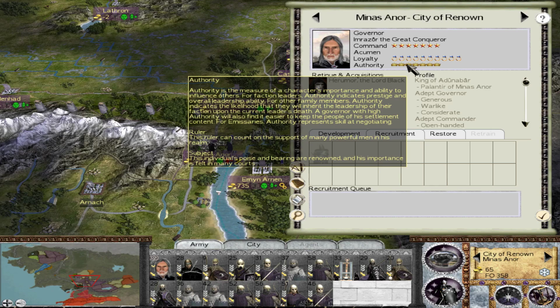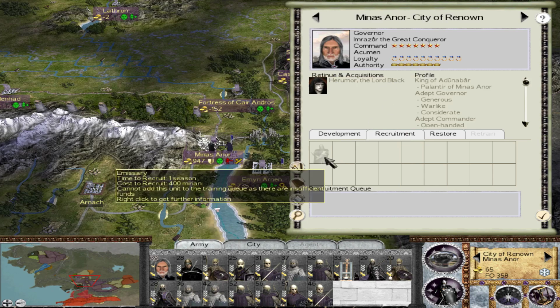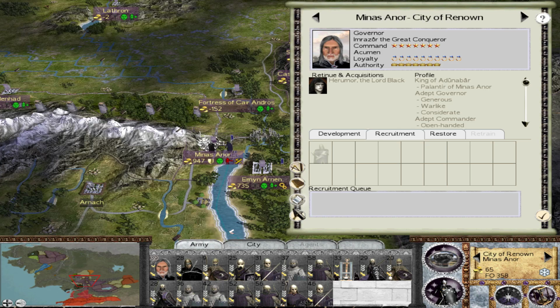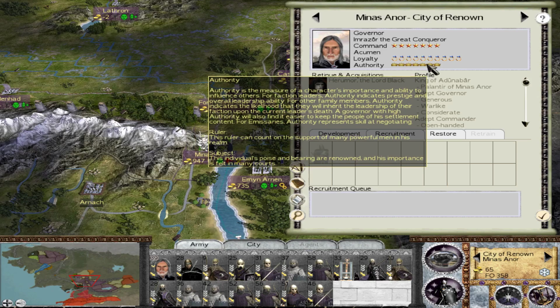Influence had effects on public order. It also, for governors, right, a high influence governor saw higher public order. And you can see that this guy's authority, or influence, is impacting public order a little bit here. This also related to the size of the bodyguard that accompanied the general. So a higher authority improved that. But apart from those two things, I don't think authority really had all that much to do in Vanilla Rome.